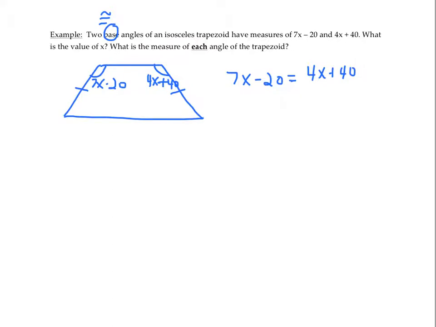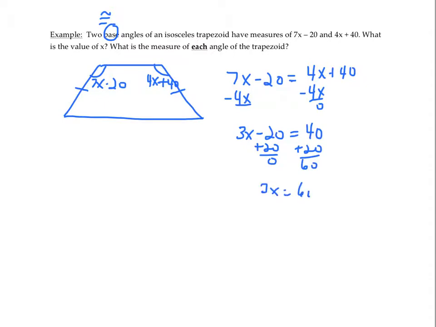So take and subtract the 4x from both sides. We're left with 3x minus 20 equals 40. Add the 20 to both sides. We now have 3x is equal to 60. Take and divide both sides by the 3, and we get x is equal to 20. Okay, the follow-up question says, what is the measure of each angle in the trapezoid? So keep in mind that these two bases are parallel. So take your 20 and plug it back in for x.